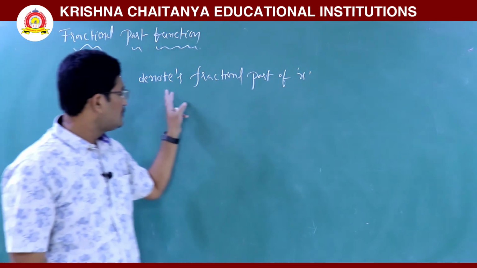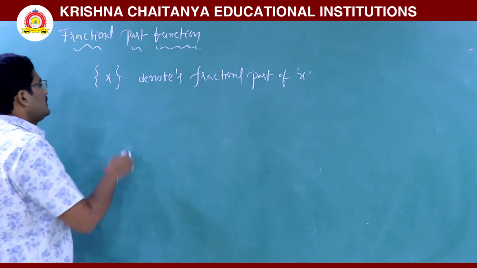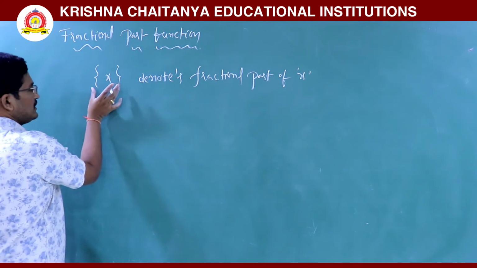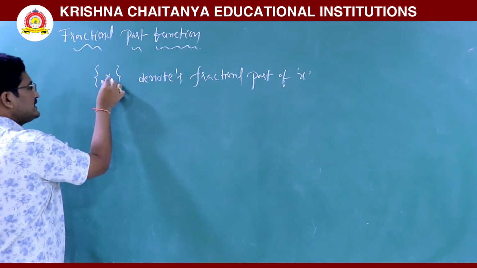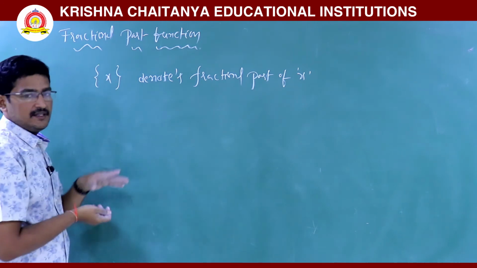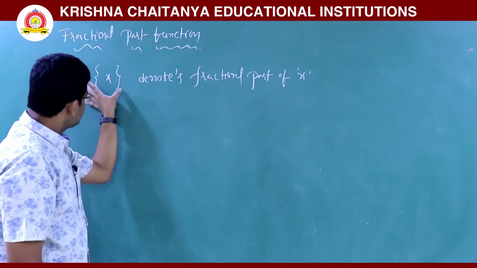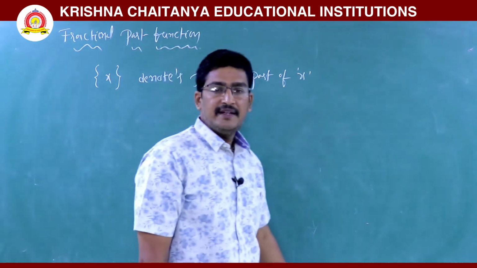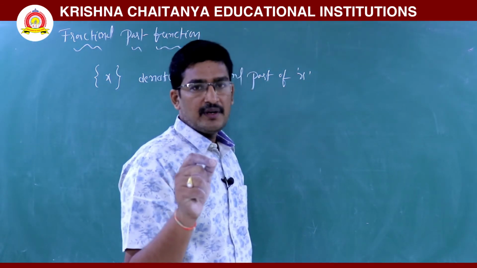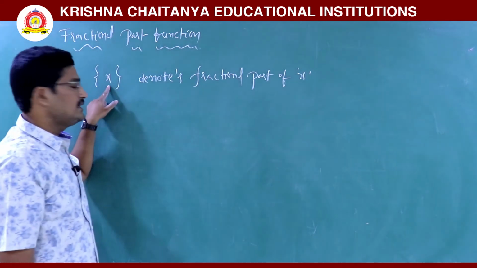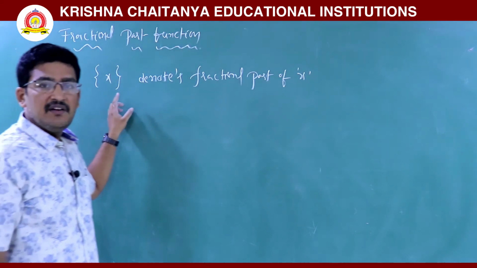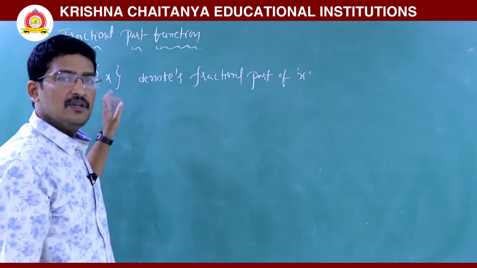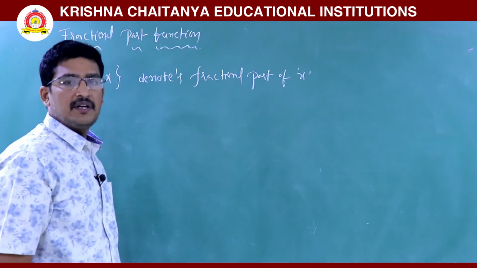Fractional part of x is denoted by putting x in this flower bag type symbol. So, we have to put x in this symbol, and that denotes the fractional part of x. Suppose x equal to minus 1.3, then we read that as fractional part of minus 1.3. If x is equal to 0.5, then we read it as fractional part of 0.5.